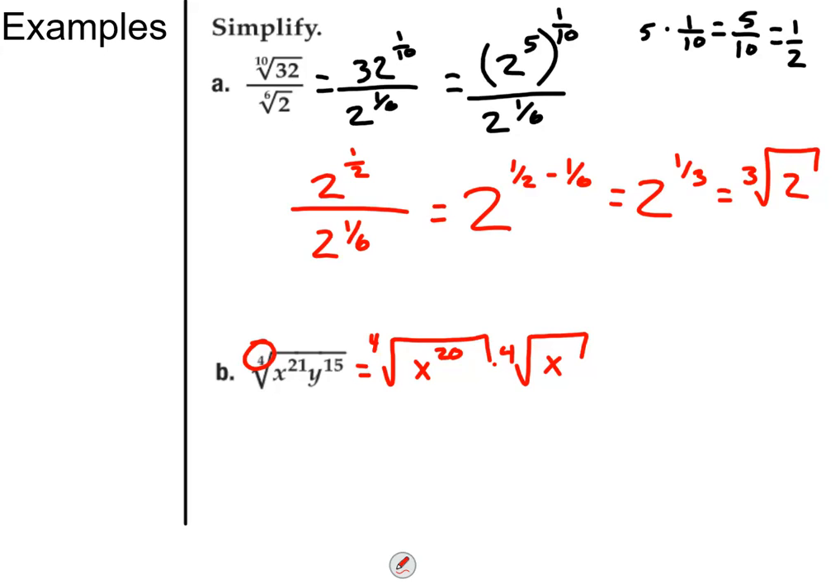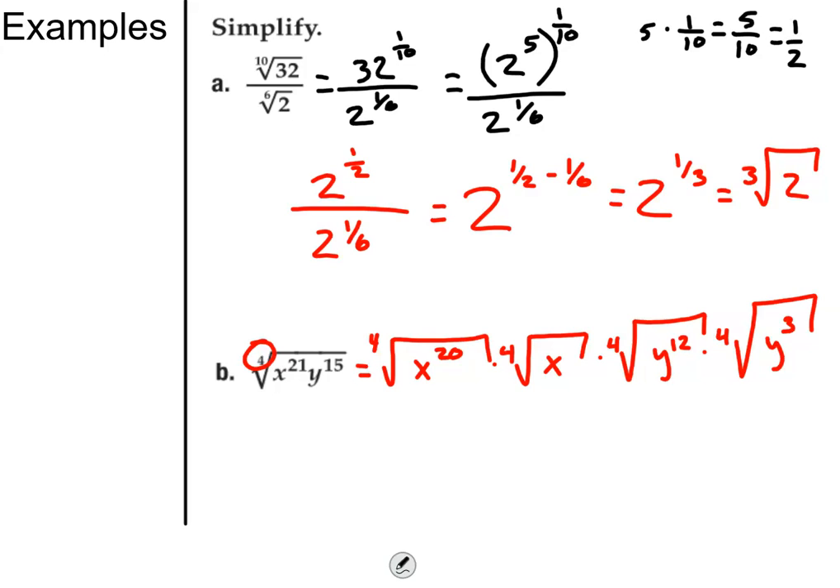And then same thing, 15 isn't divisible by 4, but 12 is. We can't go up to 16, but we can go down to 12. So we're going to do the 4th root of y to the 12th times the 4th root of y to the 3rd. And we're doing that because they're evenly divisible by our fourth root here.